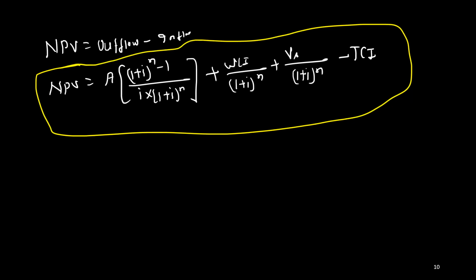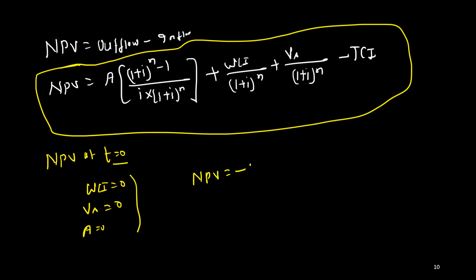I hope the meaning of all these terms is clear to all of you. Now, if I'm talking about NPV at t equals to 0, what will happen? You are not going to get working capital investment, and you are not going to get salvage value, right? And obviously A will be 0, because it starts from 1. So the net present worth here is equal to minus total capital investment at the start of the period, right? The amount of money you invest is the only outflow that is going to be away from your pocket, so NPV equals minus total capital investment.